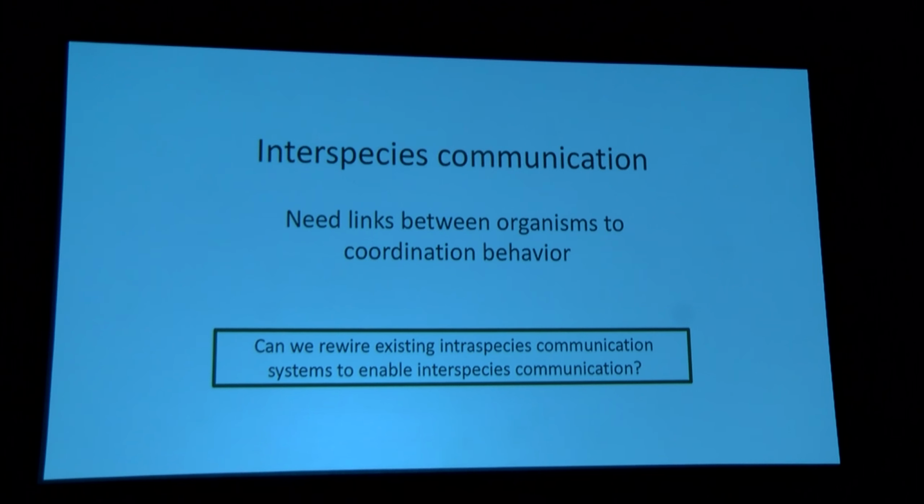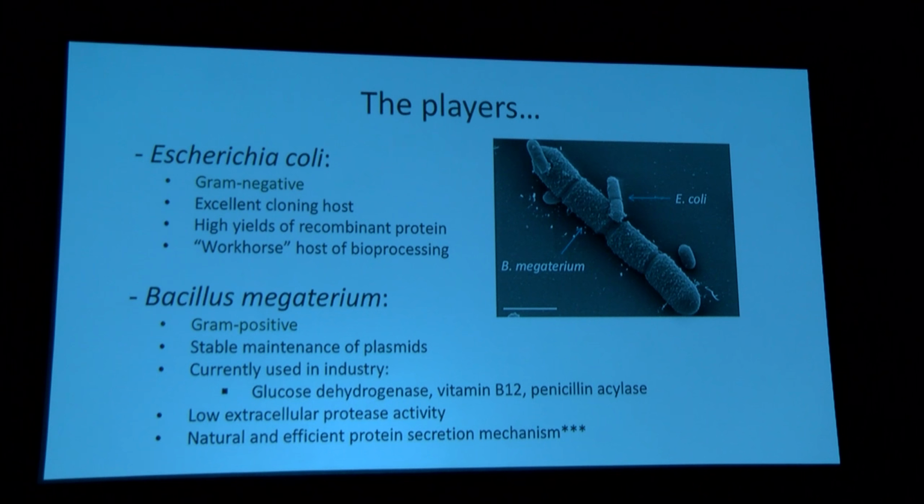And so our targets were communication between E. coli, because everyone loves E. coli, at least us bioengineers do. So it's gram-negative, it's a great cloning host. It makes a lot of recombinant protein, and it's a workhorse of bioprocessing for small molecules, as Christilla told us about a while ago as well.